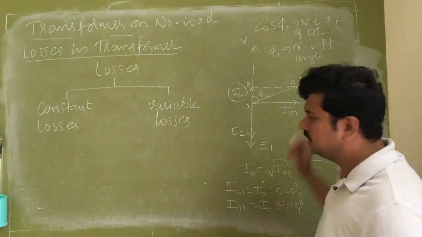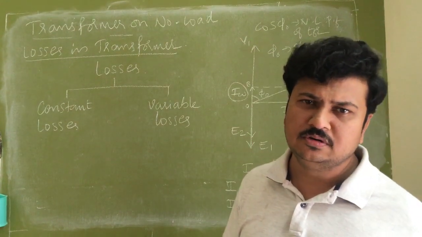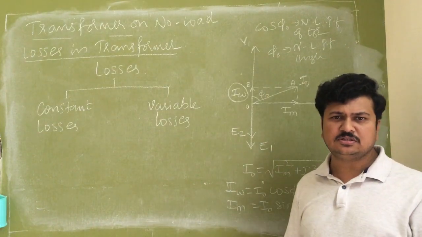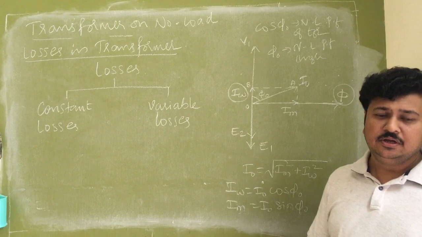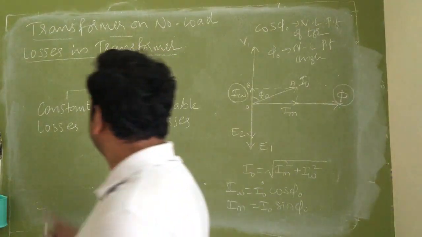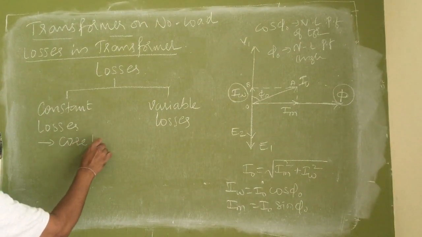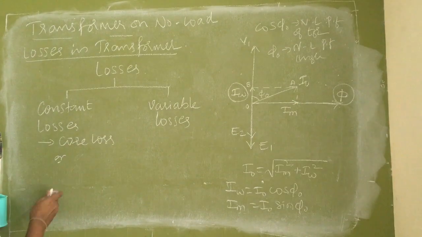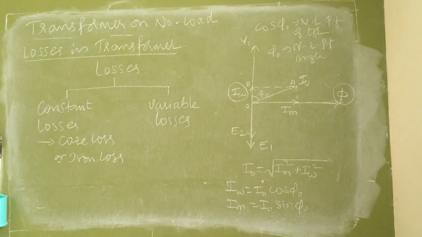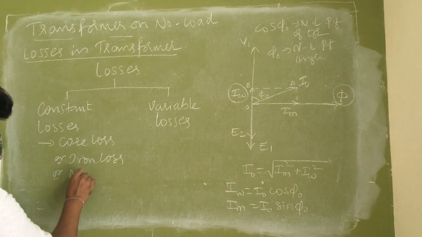And when the flux is present in the core, the moment the primary winding is connected to supply, the flux is created in the core. It means that the moment the primary winding is connected to supply, the core losses of the transformer are present. So those losses are constant losses of the transformer. So constant losses are here: core loss, or the same core loss is known as iron loss, because the core is made up of soft iron, so it is called iron loss.